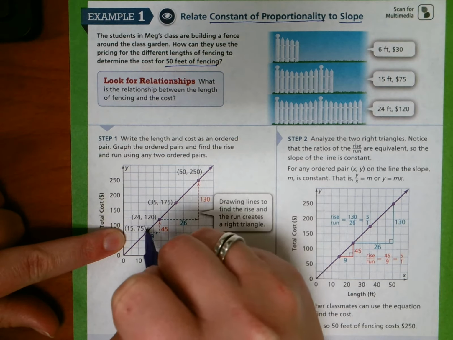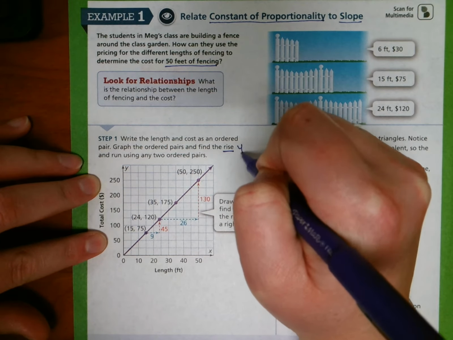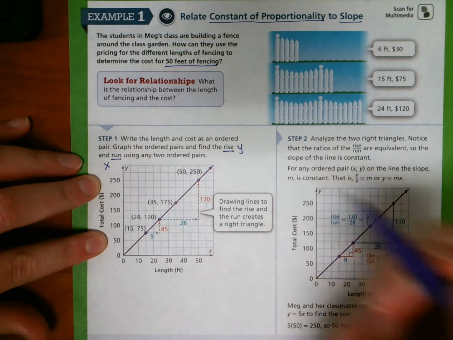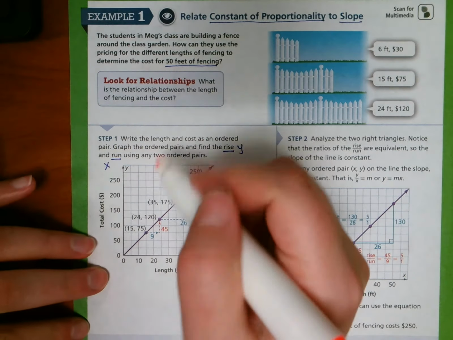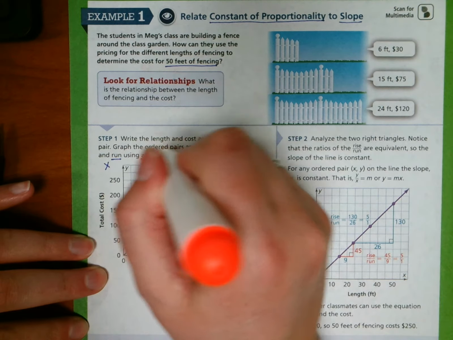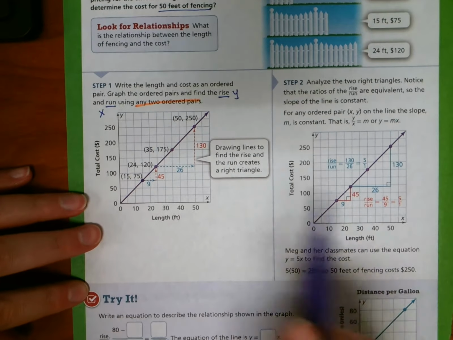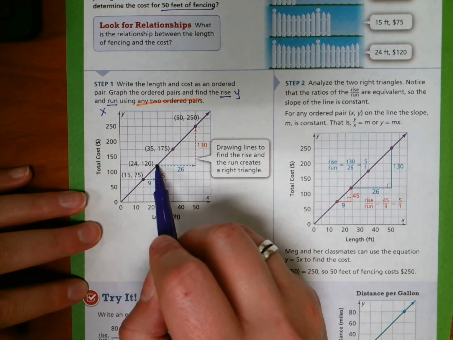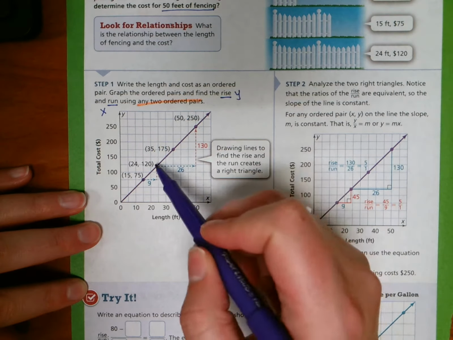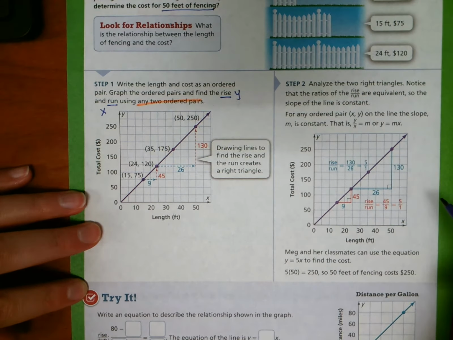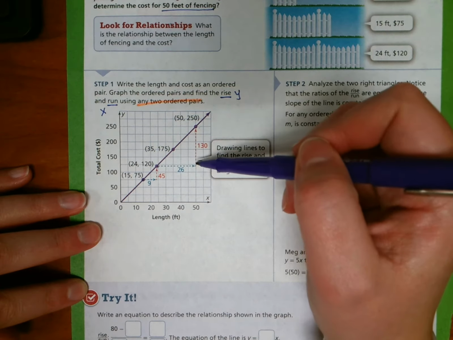Okay. It says graph the ordered pairs and find the rise. So remember, rise is your y's, and run, using any two ordered pairs. Okay, you see 4 on the line. Remember, you can use any two. Okay. So they've got 2 different triangles here. From the first point to the second point, you have a little triangle. And from the second point to the fourth point, you see a little bit of a bigger triangle. Each one calculating the rise and the run.